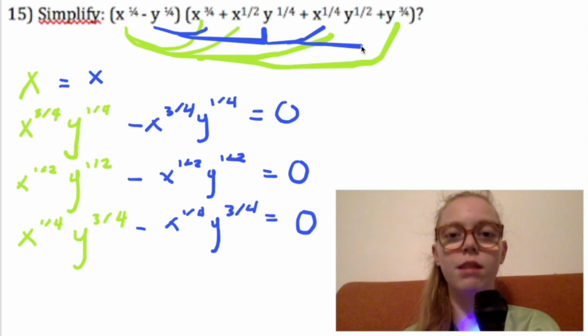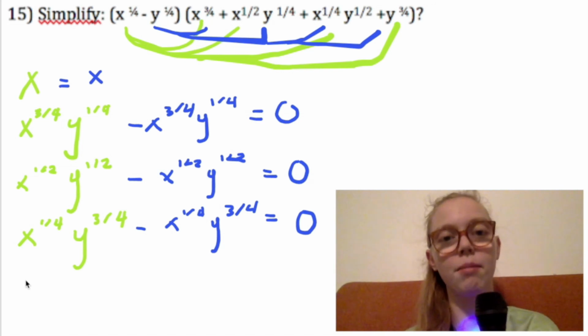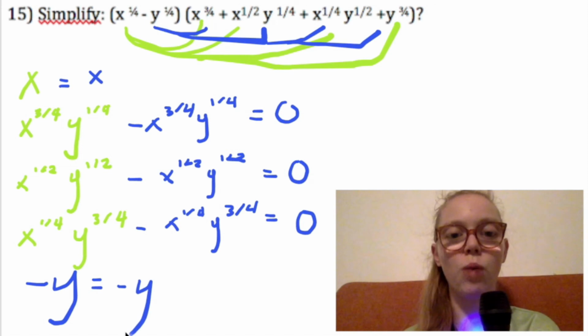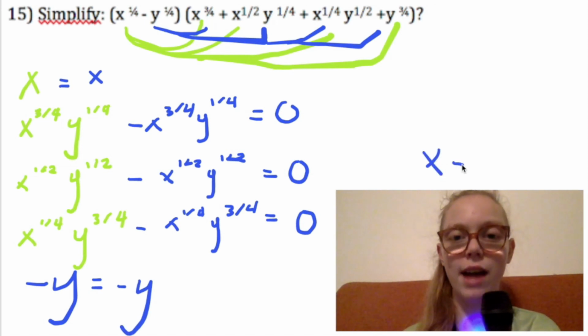Next, we multiply the final term out, and that's just negative y, because remember, we do have that minus sign. And so that's just obviously going to be the only all y term. And so in total, we just have x minus y.